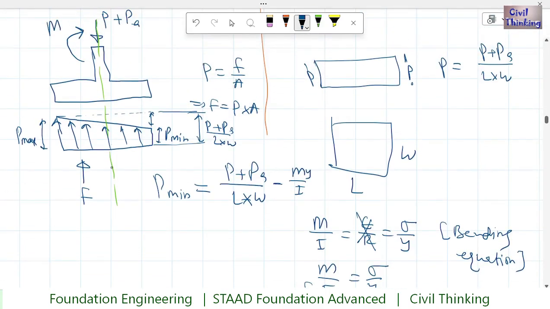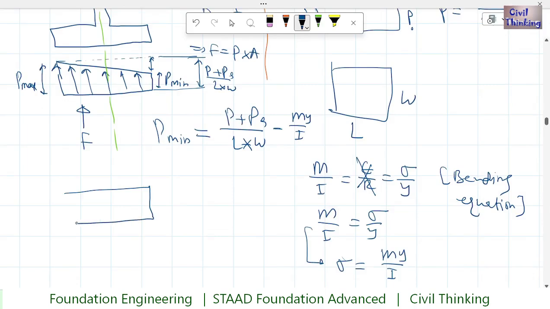Why? Because originally it should be like this, okay? Uniform, right? This was the pressure P, and what is the value of pressure P? It is P plus PA. Let me denote the pressure with PR, I think, okay? So L times W, right? It was the pressure. Now because of the moment we got some decrease, okay, and we also got a proportional increase, okay? So here you can see this much is the decrease, okay? So the pressure diagram is this, okay? So we got this pressure.